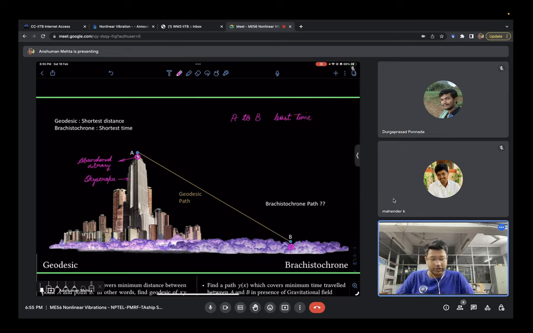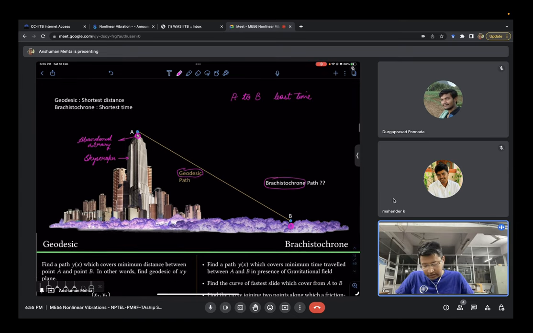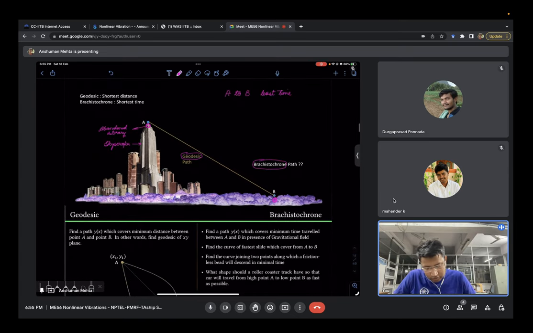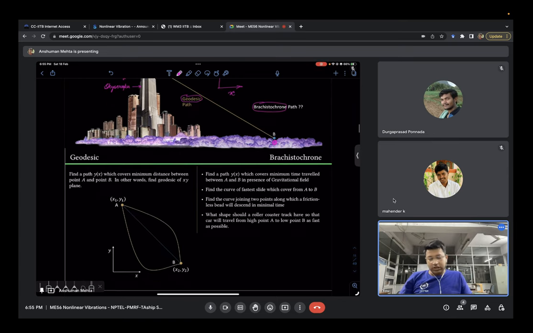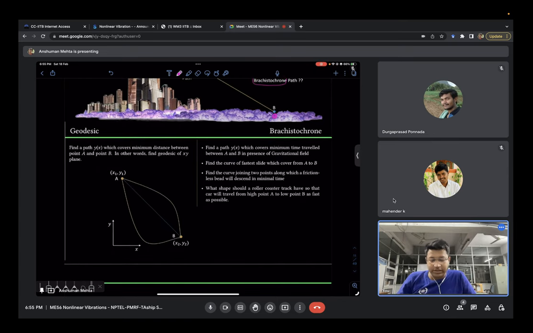This raises two questions. One is called geodesic and another is called brachistochrone. Geodesic just means finding a path y of x, where this direction can be written as y and this direction as x. A geodesic path means finding a path y of x which covers minimum distance between point A and B. In other words, find the geodesic of the xy plane. If there is some point A and some point B and it is asked to find the geodesic path, it means the minimum distance.